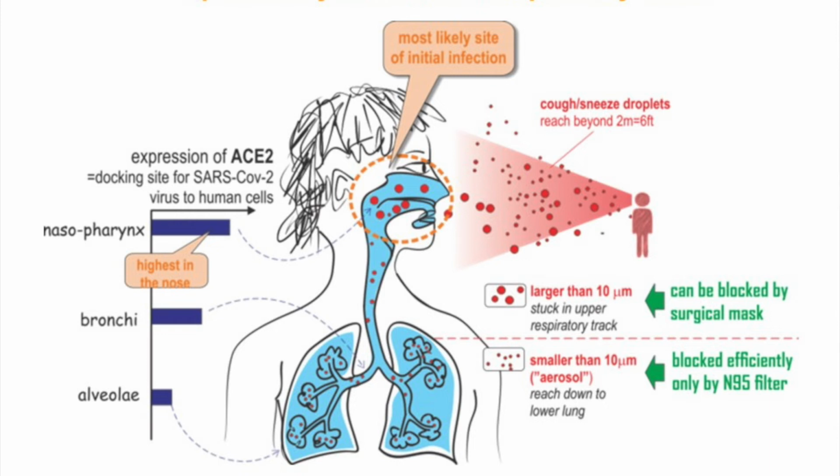Particles larger than 10 microns get stuck in the upper respiratory tract, and as we mentioned, can be blocked by surgical masks. But the smaller than 10 micron aerosols can reach the lower lungs, including the bronchi and the alveoli at the end that allow us to get oxygen exchange. So they can be blocked efficiently only by N95 filters.